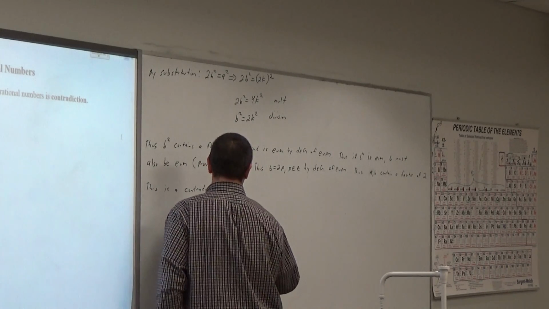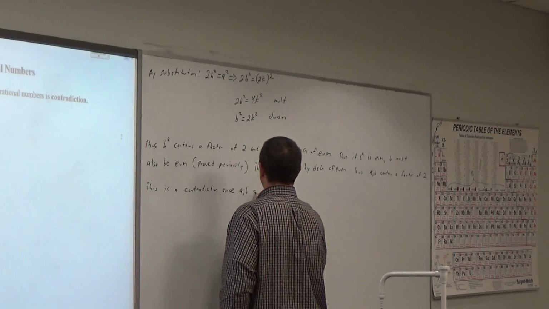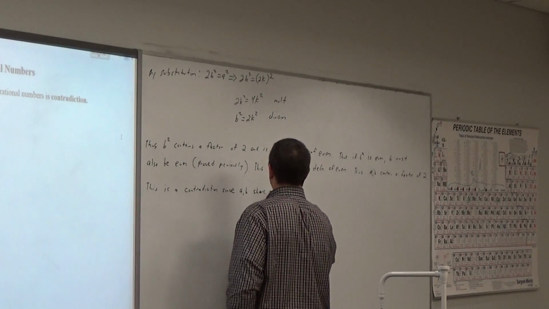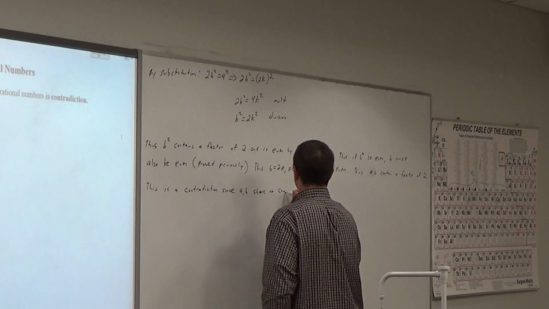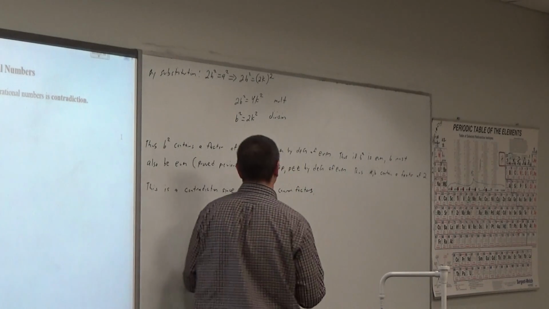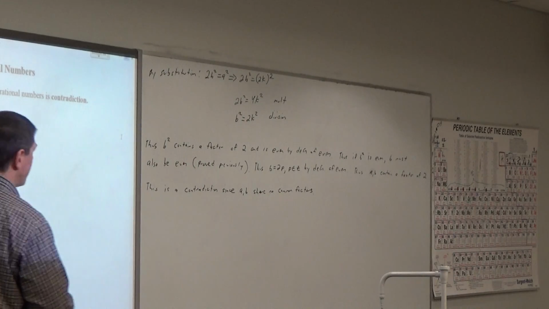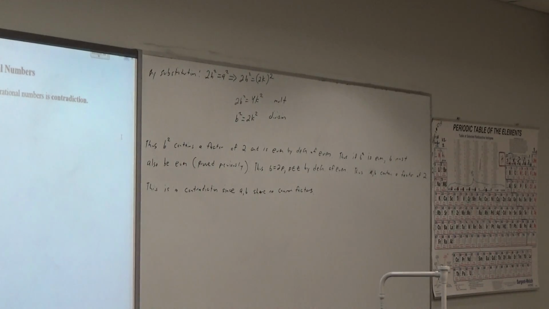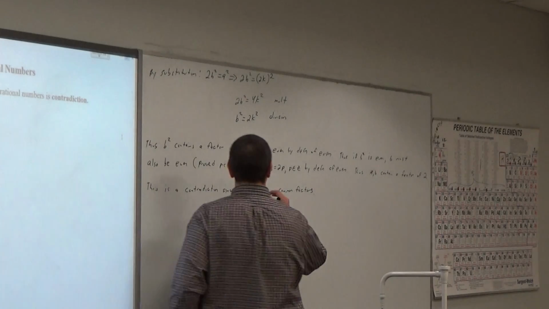Since A, B share no common factors, since A and B are supposed to share no common factors, but the proof shows that they do, this is a contradiction because A and B should share no common factors. Let's say that.